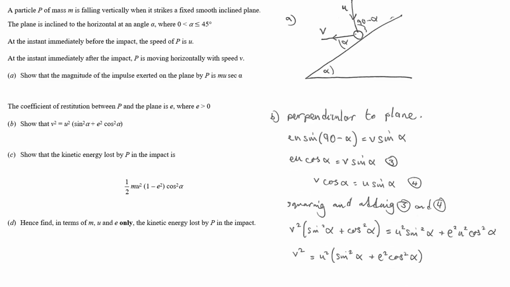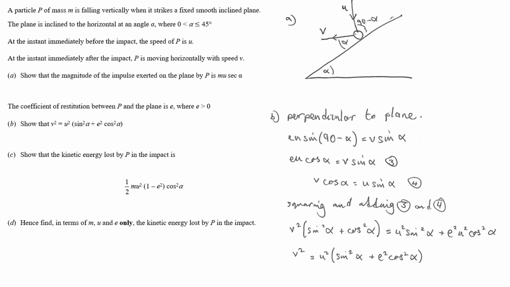I did this in one go. So, perpendicular to the plane, we've got the speed of separation divided by speed of approach, and I just multiplied through by the speed of approach to get it all on one line. And that becomes the 90 minus alpha. The sine of that just becomes cos alpha.